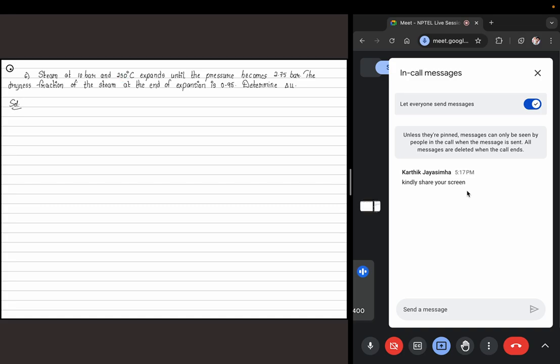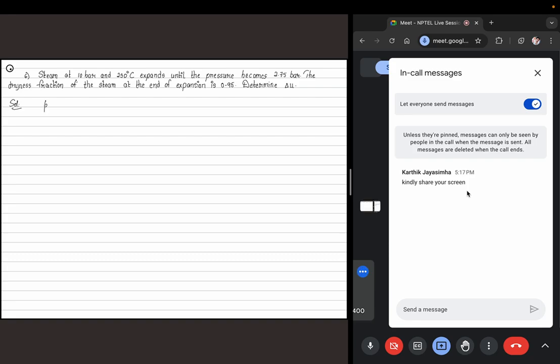It is expanding until the final pressure becomes 2.75 bar. The dryness fraction of the steam at the end of expansion is 0.95. Determine delta U. Again, as you see, this keeps coming up. All you need to do is determine the properties at the appropriate states. It would be helpful to see this on a PV plot or a TH plot or some other plot so that you can visualize what is happening inside the process.